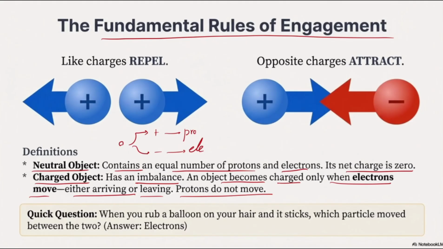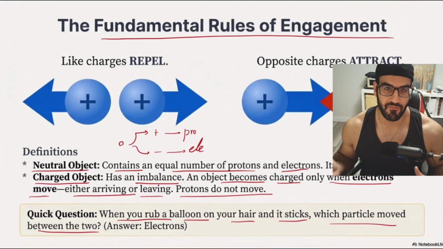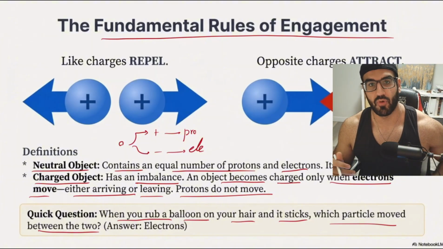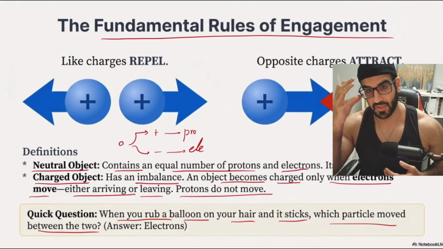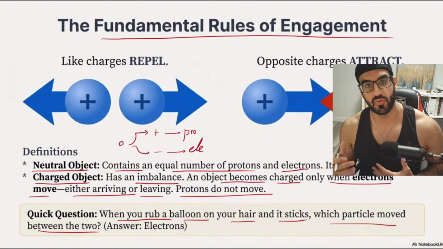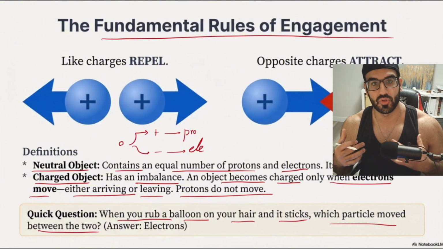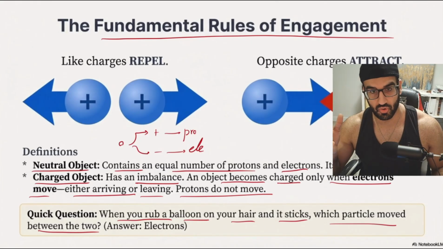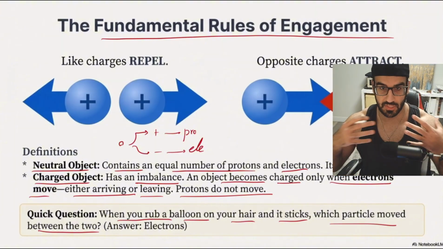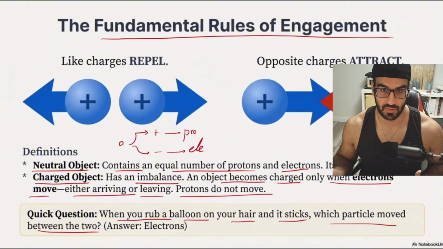So I have a quick question for you. When you rub a balloon on your hair and it sticks, which particle moved between the two? Obviously electrons. This is the very basic test that you can do. Just take a balloon and try to rub it on your hair. Because of this rubbing energy and the heat between the balloon and your hair, you have electron movements. These electrons are going to move from your head, which is neutral, because right now we are connected to ground, and the number of electrons and protons inside our whole body in total is the same.